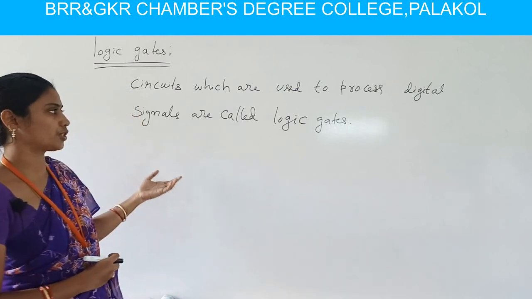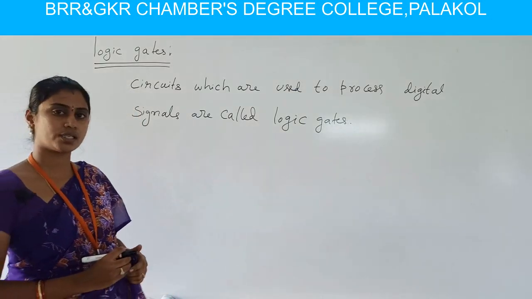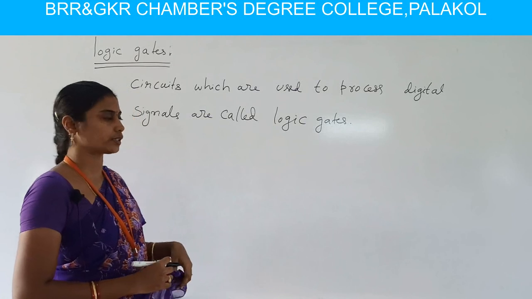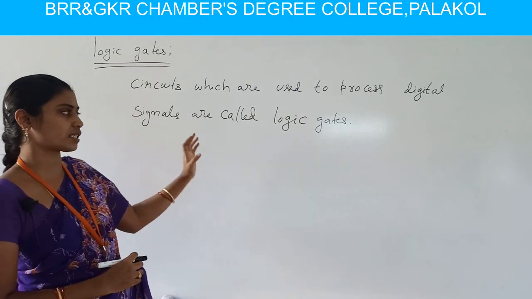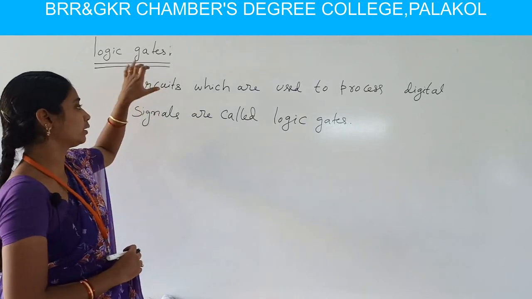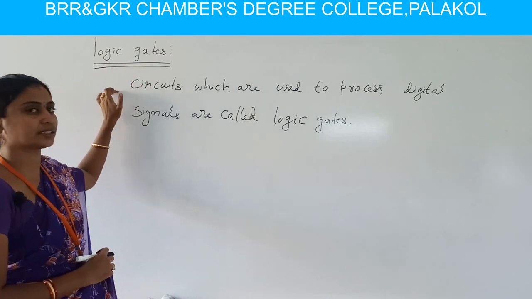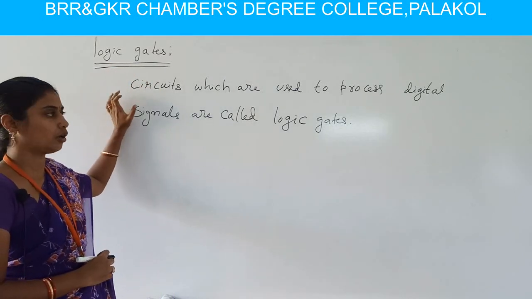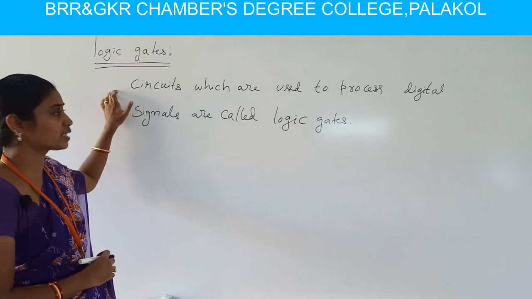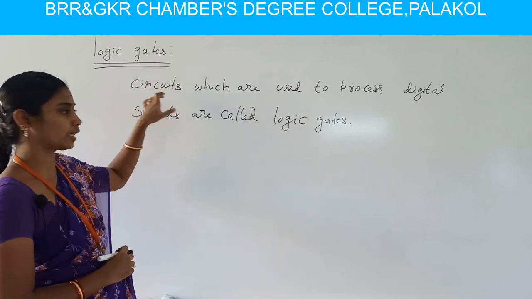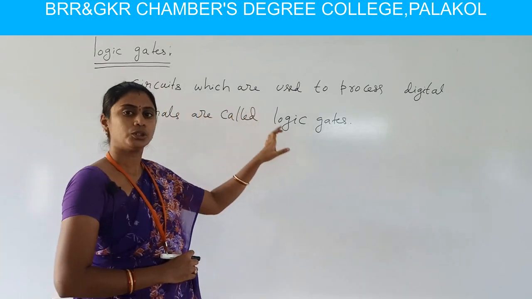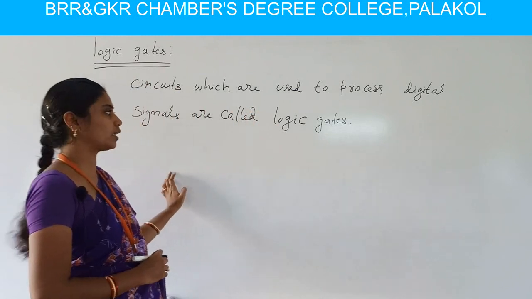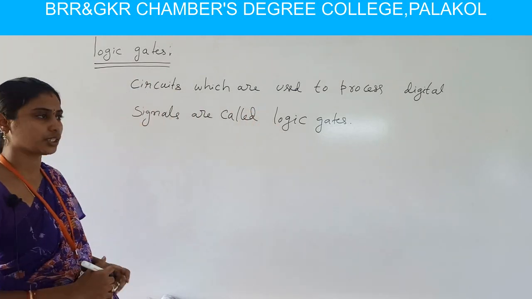So, by using logic gates, we can process digital signals. We know about digital signals. These digital signals are processed by these circuits only. Hence, the circuits are said to be nothing but logic gates. So, what are logic gates? Logic gates are circuits which are used to process digital signals.